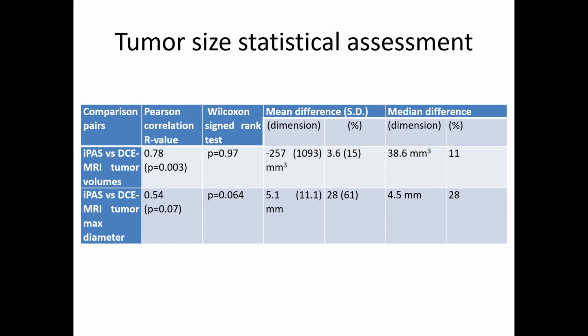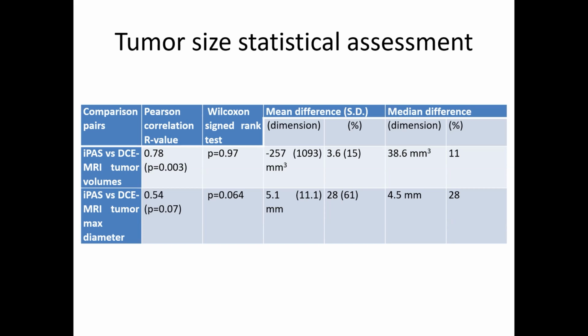And an even bigger difference using the Wilcoxon signed rank test, which is used to establish the similarity or the comparison of the 2 data sets, where for our MRI volume to iPAS volume sets, we found a very high p value of 0.97, indicating that the two data sets are fairly equivalent. On the other hand, for the diameters, we found a significantly different, almost statistically different, just on the threshold of being established as a different data set.